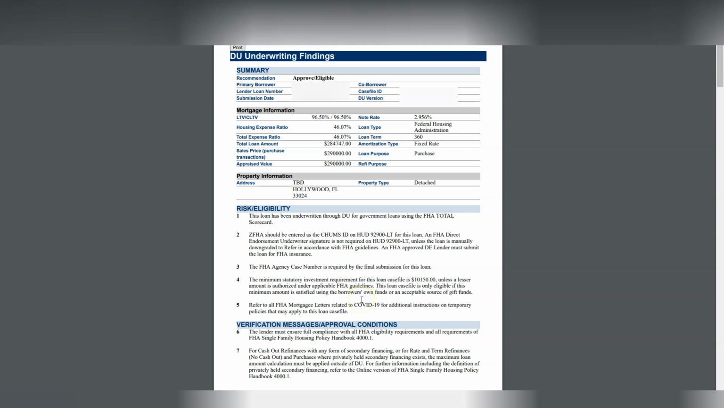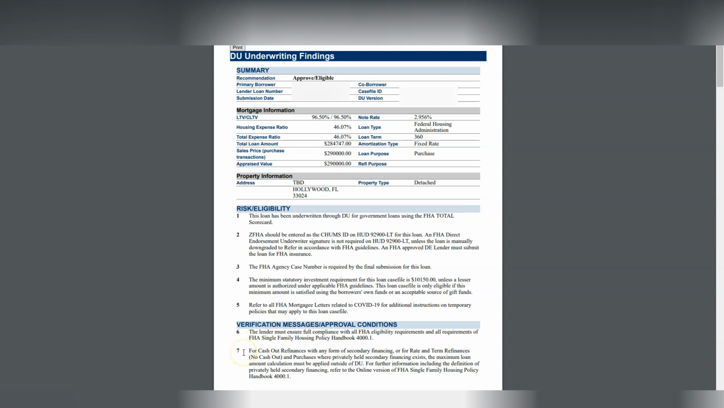But let's move down to some of the more common terms and things that you need to be able to master to be able to get loans approved. Now, verification messages, approval conditions. Six, it says the lender must ensure full compliance with all FHA eligibility requirements and all requirements of the FHA Single Family Housing Policy Handbook. You don't have to master the handbook because you have DU and LP findings. So whatever results you get here, that's what you need to learn and that's what you need to master.